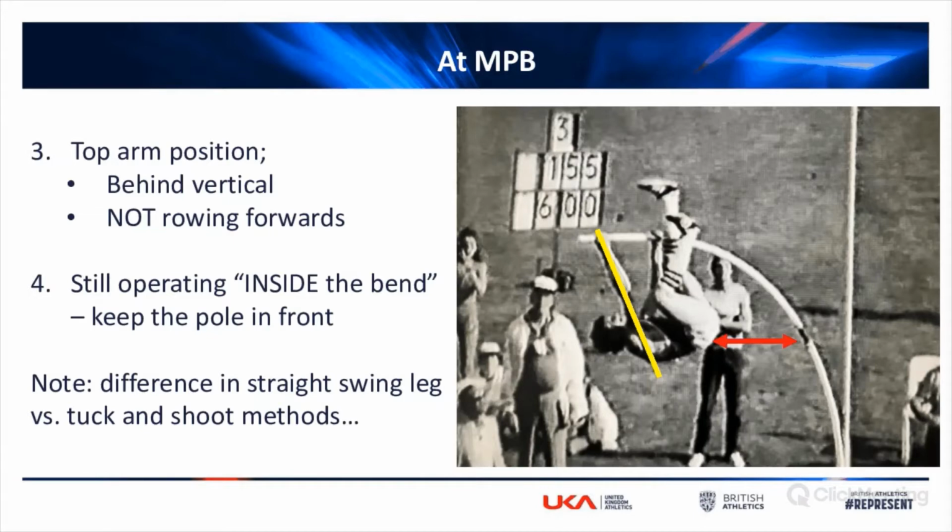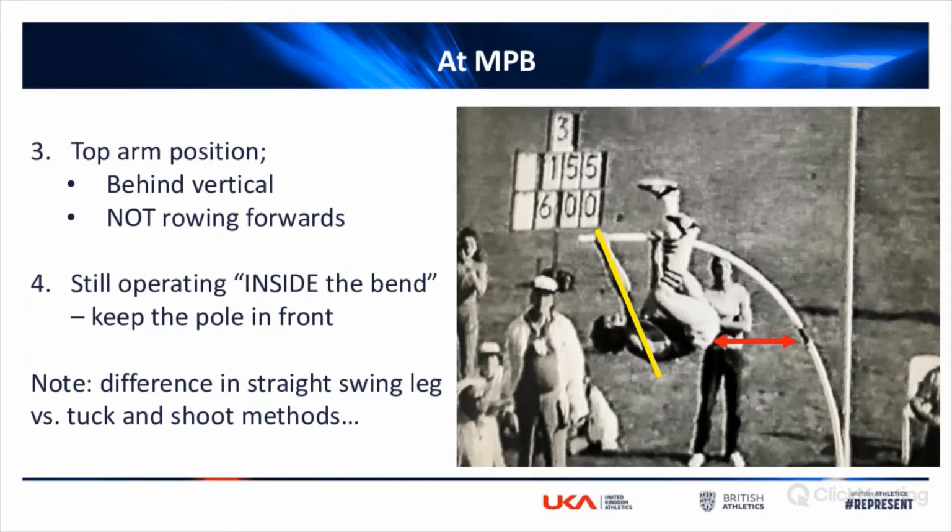Also, the top arm position has to stay behind vertical. You can see the yellow line here is way, way, way back behind the vertical position. That is also key. He's not cranked it forwards. He's not ridden the pole forwards. If he does, the pole unloads and it starts to move forwards and it spits the vaulter out towards the bar. That's not what we want. We want that top arm to stay back behind the vertical.